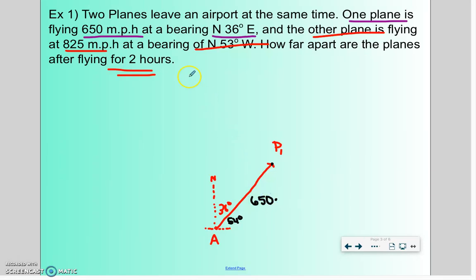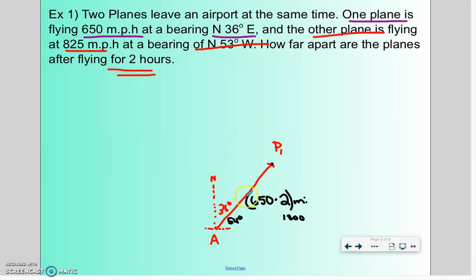But since we traveled for 2 hours, we need to take this value and multiply it by 2 to represent the distance in miles. So right now, from the airport to plane 1 has traveled 650 times 2 miles. So that would be 1,300. So it's traveled 1,300 miles in 2 hours at a bearing of north 36 degrees east.